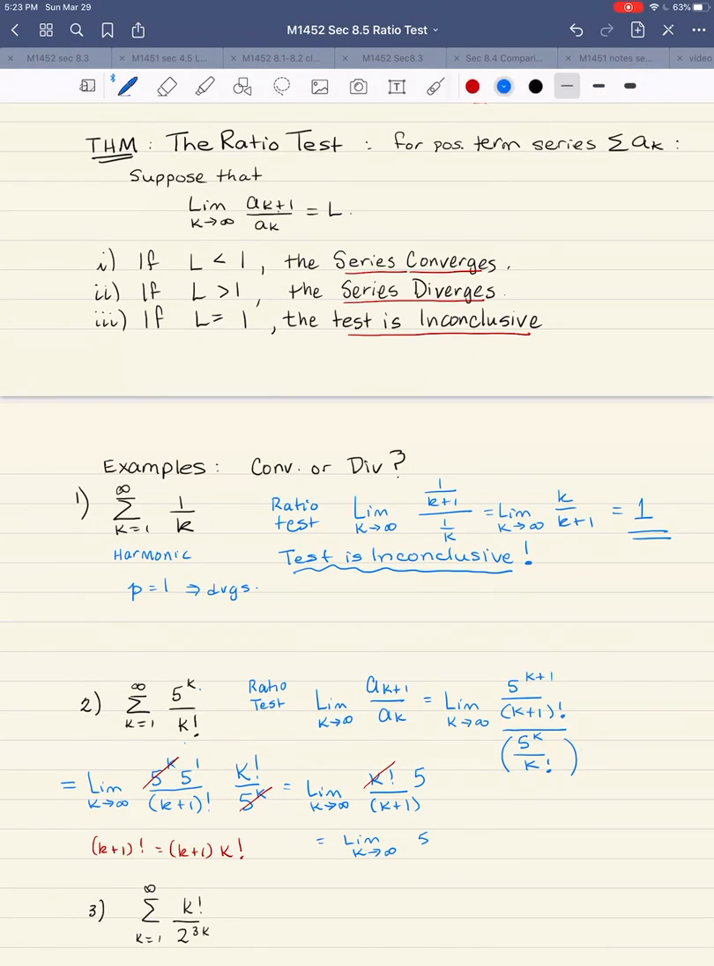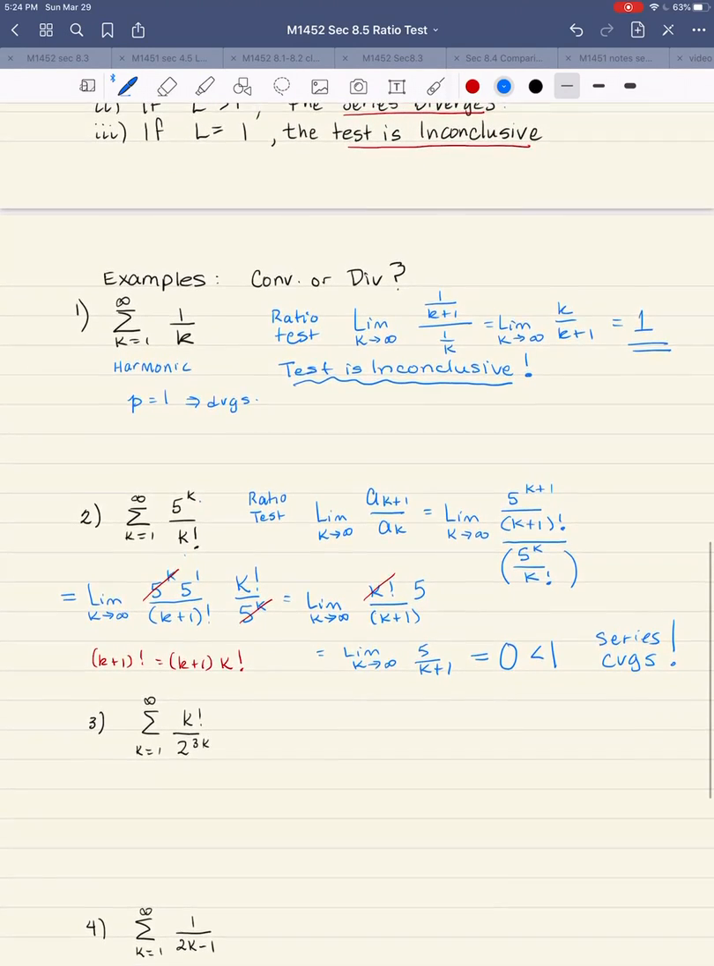Oops, I canceled the factorial. Let's get rid of that. I got a 5 over k plus 1. And since this limit is 0, my conclusion is that the series converges. The exclamation point is because I had factorials.